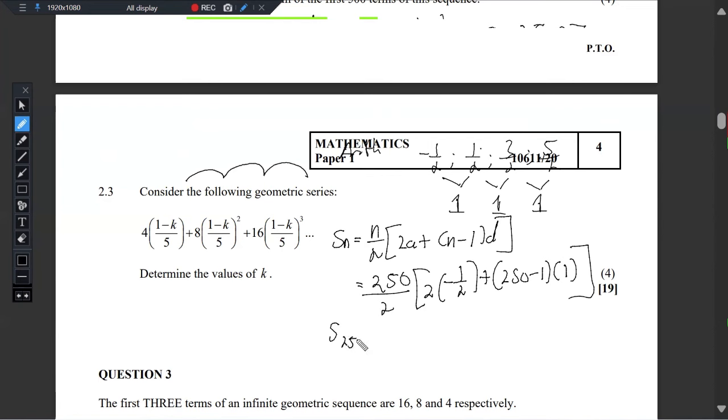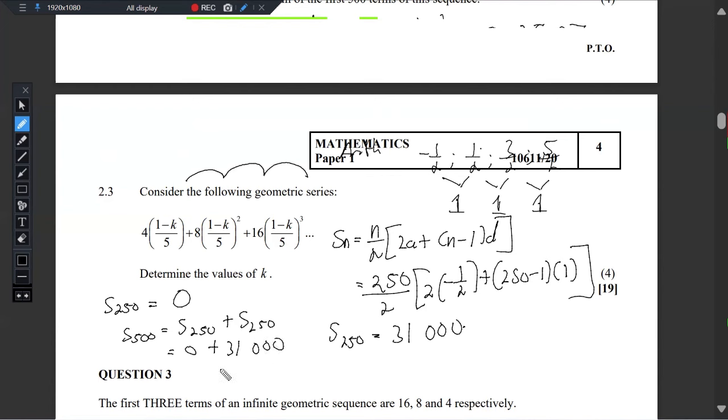So the sum of the 250 terms is actually 31,000, right? But then remember we said the sum of the other 250 terms, which are made out of 0, is just 0. So the sum of 500 terms is the sum of the 250 zeros plus the sum of the 250 terms. So that's 0 plus 31,000, which would actually give us 31,000. So therefore, the sum of 500 terms is 31,000, right? So you saw that it was not a very difficult question, it just needed you to apply your mind.